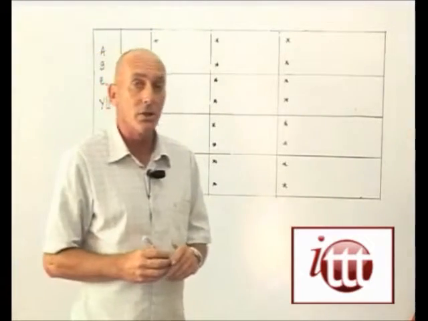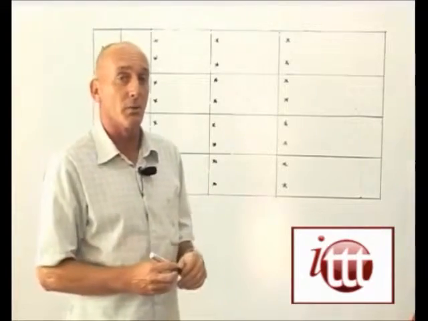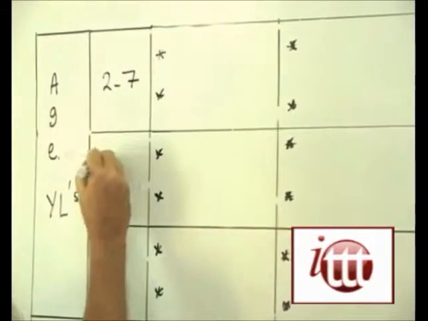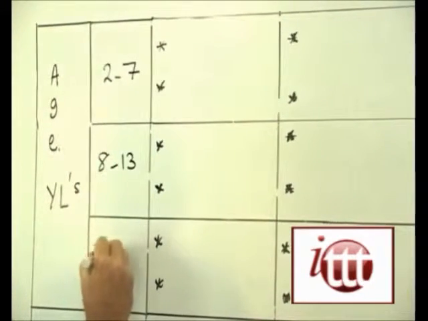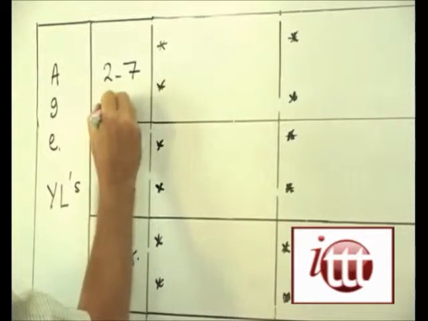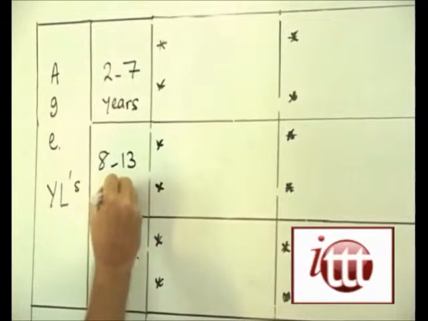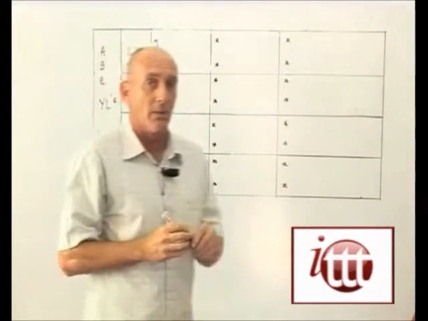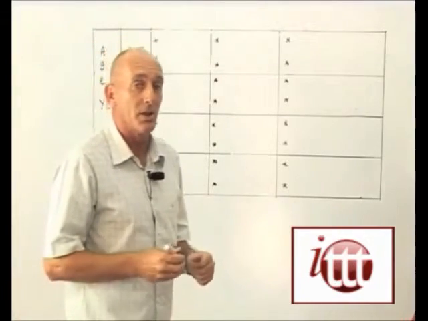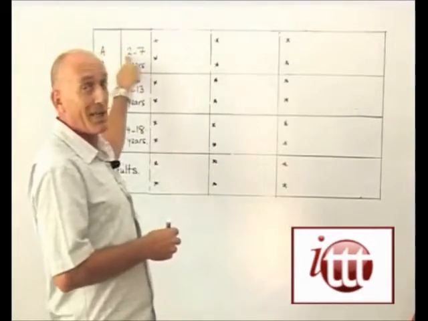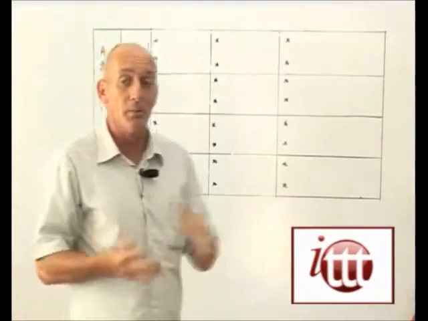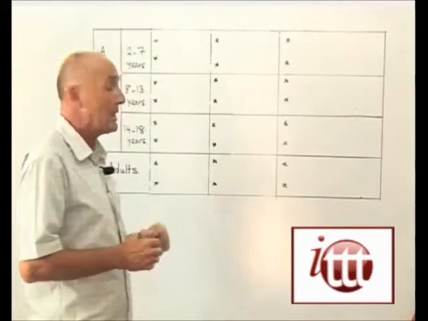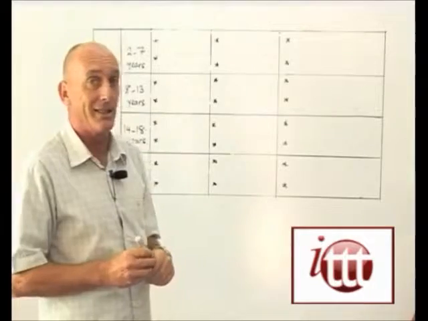Within the section of young learners, we need to break those down further into some subgroups depending upon their age. So whilst different people may have different classifications for what they consider to be young learners, we'll take it anywhere between the ages of 2 and 18, and we'll split them down into those subsections. 2 to 7 years, and 8 to 13 years, and then finally 14 to 18 years.